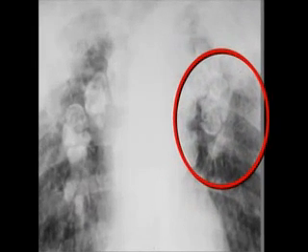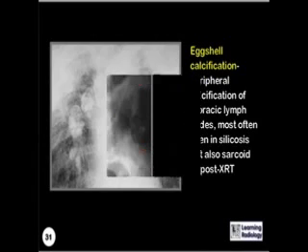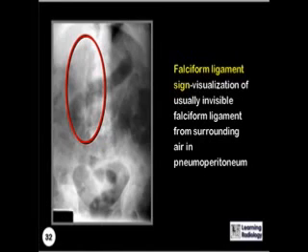What is the name given to the appearance of these lymph nodes? This is eggshell calcification, peripheral calcification of thoracic lymph nodes, most often seen in silicosis, but also sarcoid and occasionally post-X-ray therapy. What is the name of this sign? This is the falciform ligament sign, which is visualization of the usually invisible falciform ligament along the anterior edge of the liver from air surrounding it, as in pneumoperitoneum.